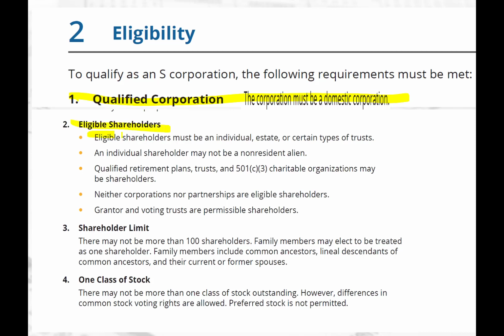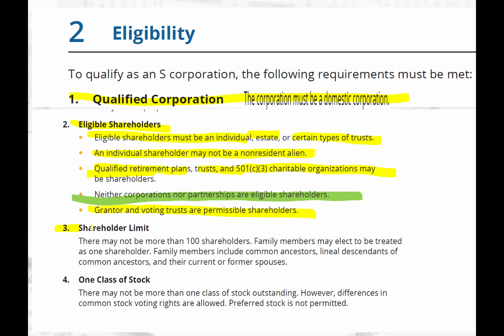Shareholders. Okay, an eligible shareholder could be an individual, an estate, certain types of trust. An individual shareholder may not be a non-resident alien. Qualified retirement plans, trusts, 501(c)(3) charitable organizations may be shareholders. Neither corporations nor partnerships can be shareholders in the S corporation. Okay, and then grantor and voting trusts are permissible shareholders. Okay, so the shareholders have to meet certain requirements. And that's really what's talked about there.